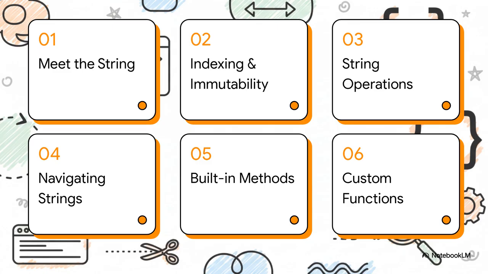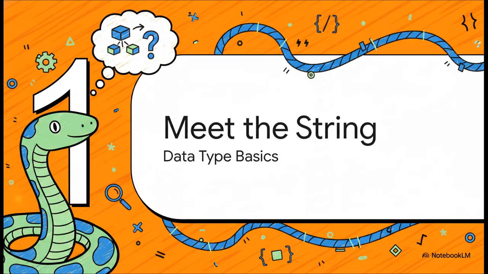All right, here is our blueprint for the workshop today. We'll meet the string data type, dive into indexing and immutability, tackle essential string operations, figure out navigating strings with loops, check out some built-in string methods, and finally, we'll wrap up by building our own custom string functions. Let's get right to it. Section 1. Meet the string data type.